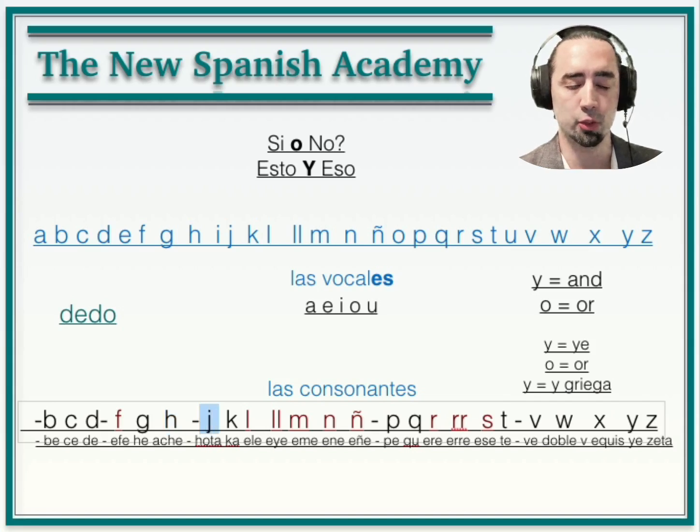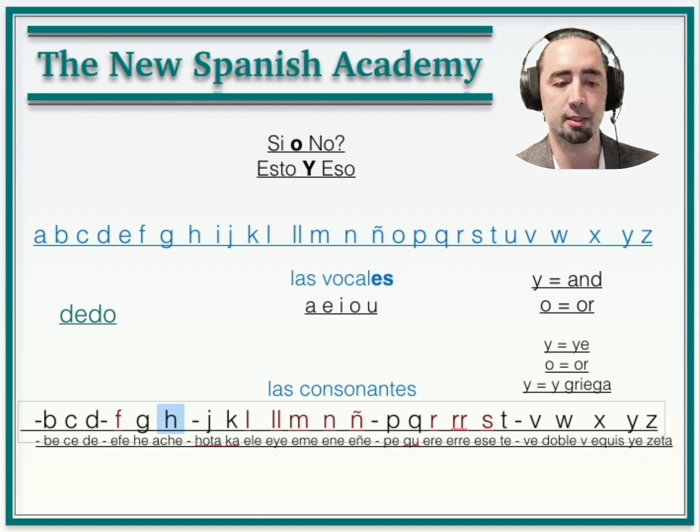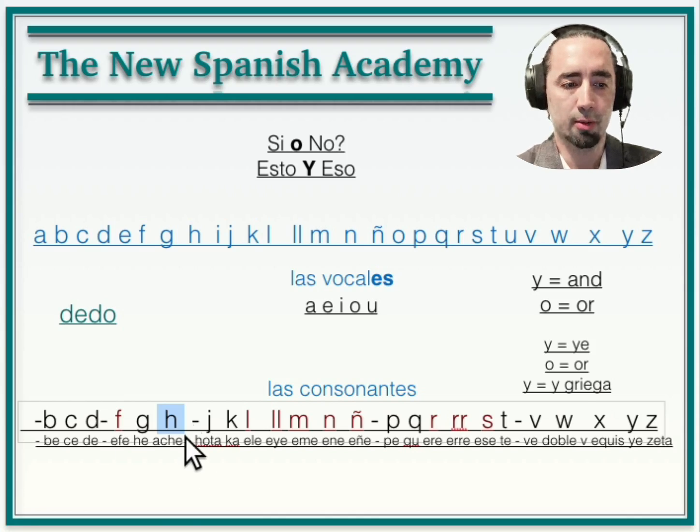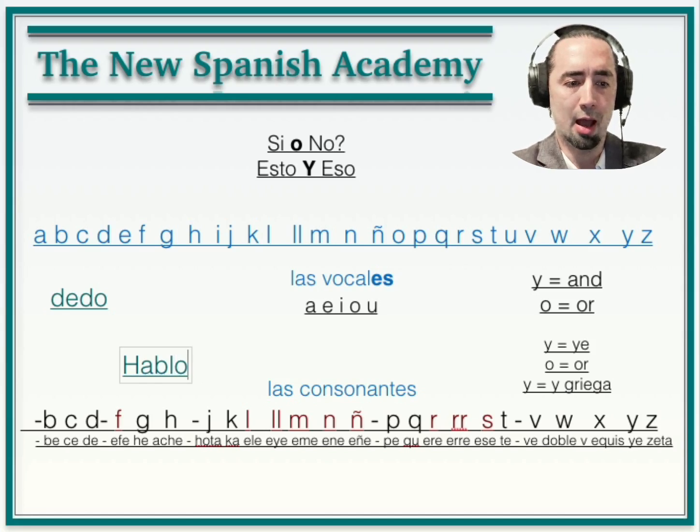J is one of the letters which is a little bit different. It's jota. Now I want to make sure that you understand that the letter H in Spanish is mute. It's silent. So it has no sound. So if the beginning of the word has an H, you don't say "ha," all right? You say "ah." For example, the word "to talk" is hablar, all right?